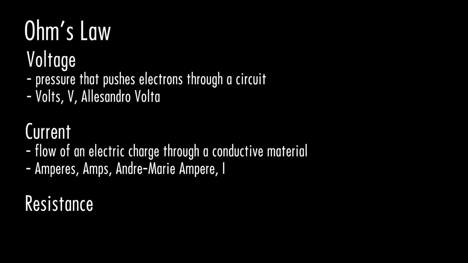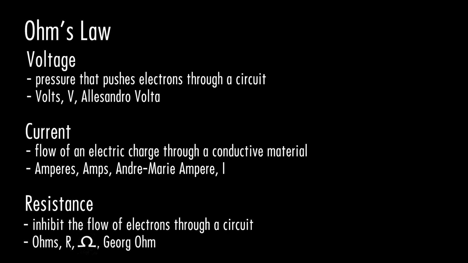Current, on the other hand, is the flow of an electric charge, usually of electrons, through a conductive material such as copper wiring. Using the same water analogy, use the width or the diameter of the hose. The wider the diameter, the more water that will flow through it. The unit measure of current is the ampere, or amp for short, and it's named after French physicist André-Marie Ampere. It's designated with the letter I most often in circuit diagrams.